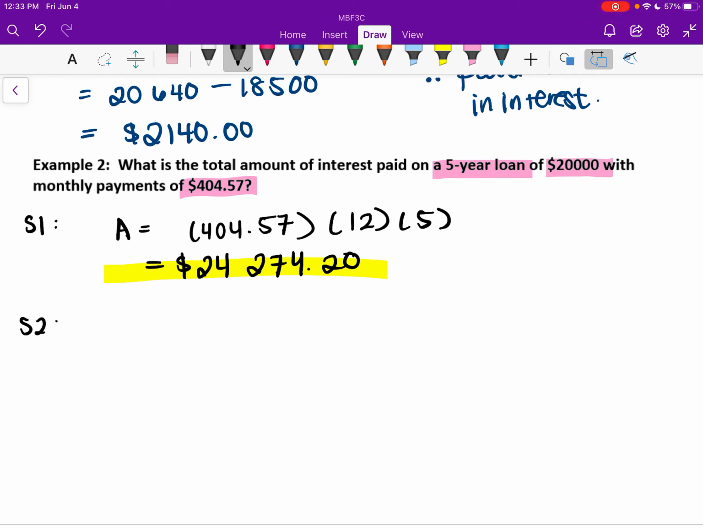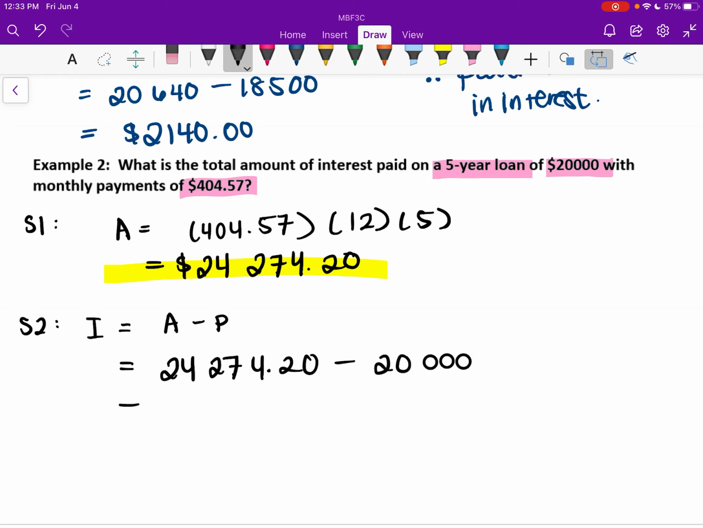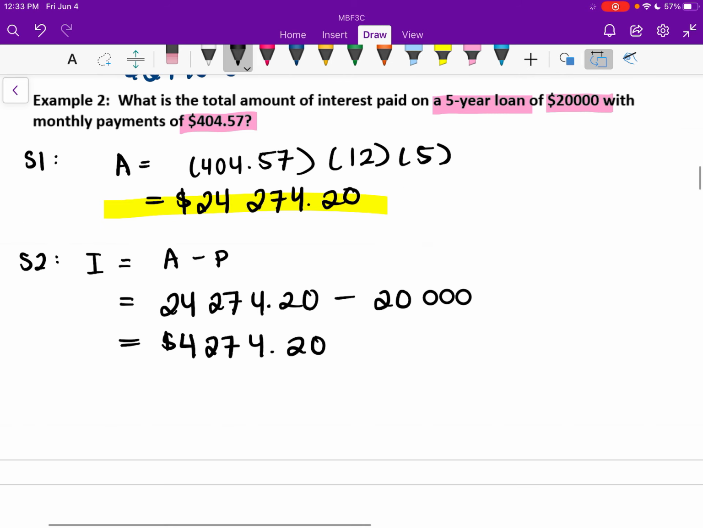So I've got to take another step and find the interest. Interest is equal to A minus P. So I'm going to do 24,274.20 minus the initial 20,000 that I borrowed. And I ended up paying $4,274.20 in interest. Therefore, $4,274.20 were paid in interest.